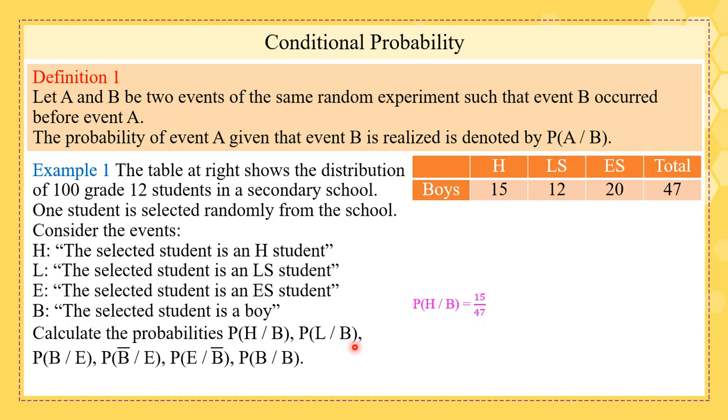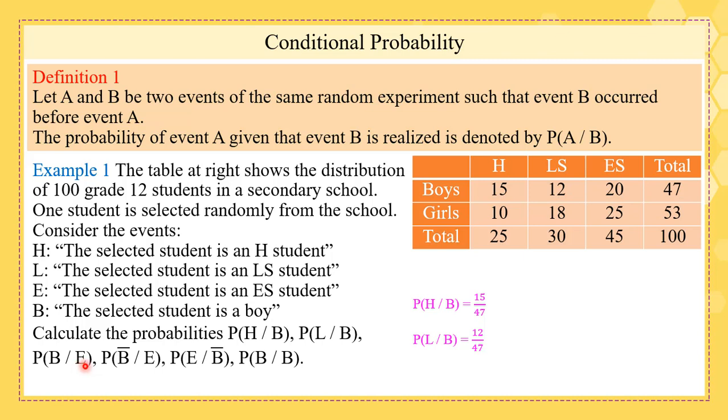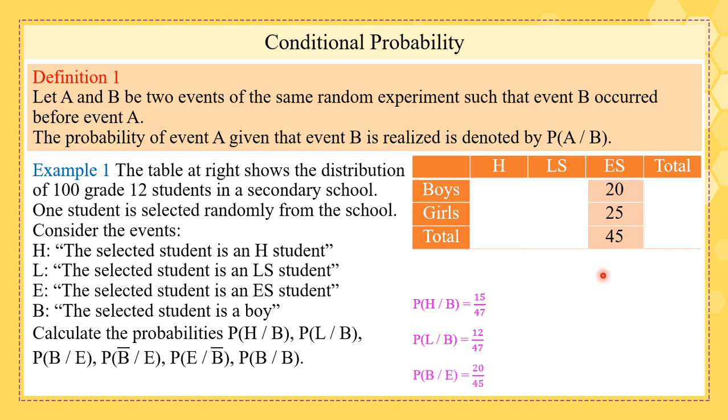Now let's see the second example. Similarly, here we are still in the boys section and we need to calculate the probability of LS. It will be in fact 12 over 47. Now in this case we need the probability of a boy given that he is in the ES section, so the universe in this case would be the ES. So we hide everything but the ES section. We come to the ES section, and from this section we calculate the probability of selecting a boy. The probability in this case to select a boy would be 20 over 45.